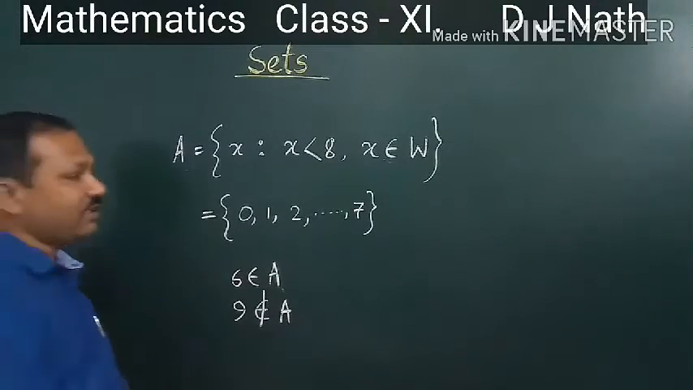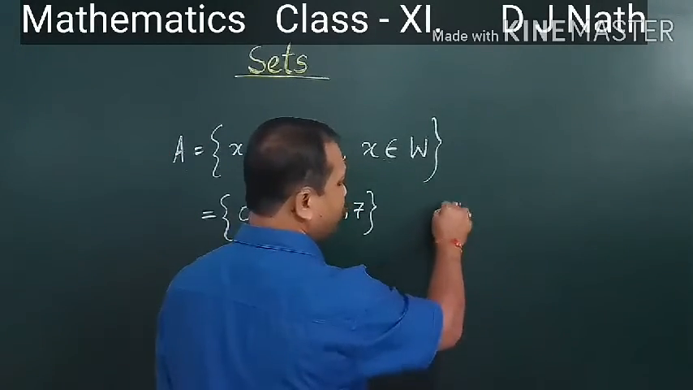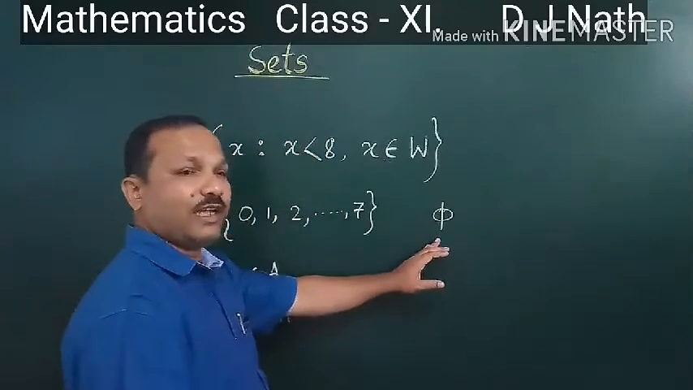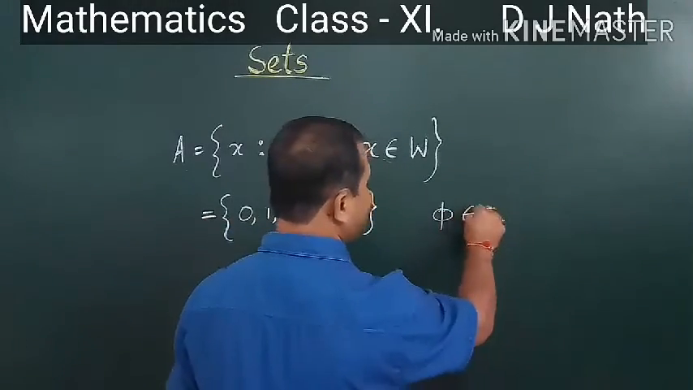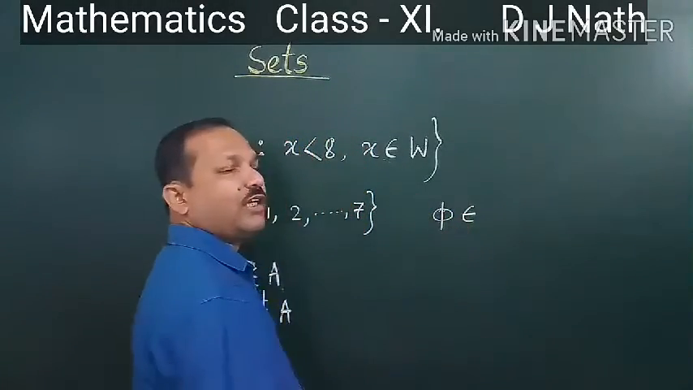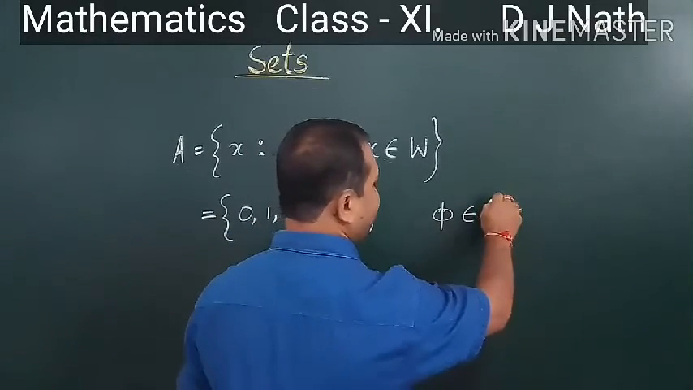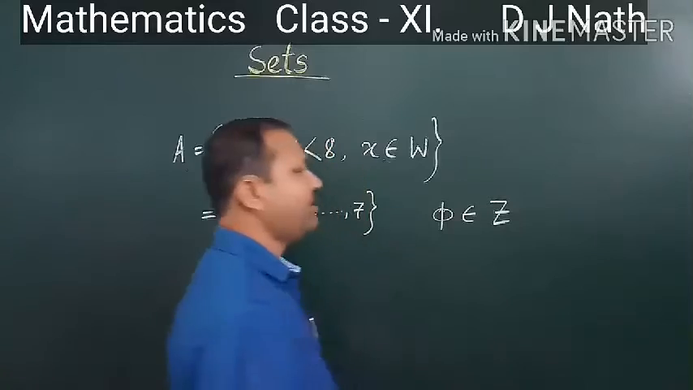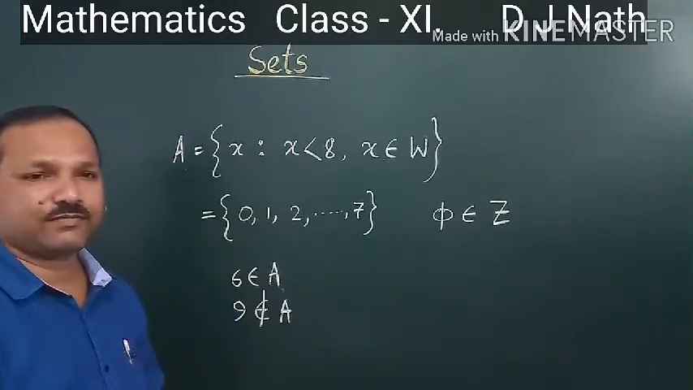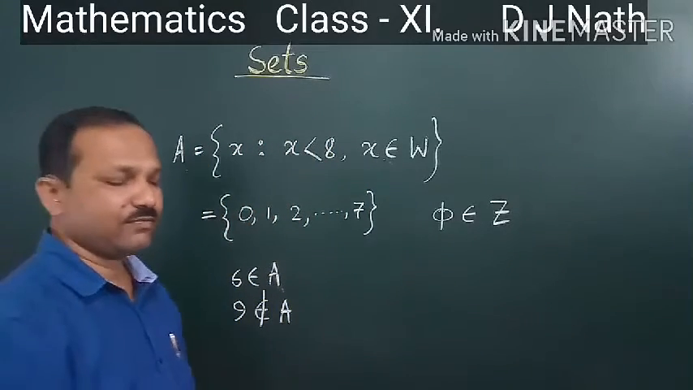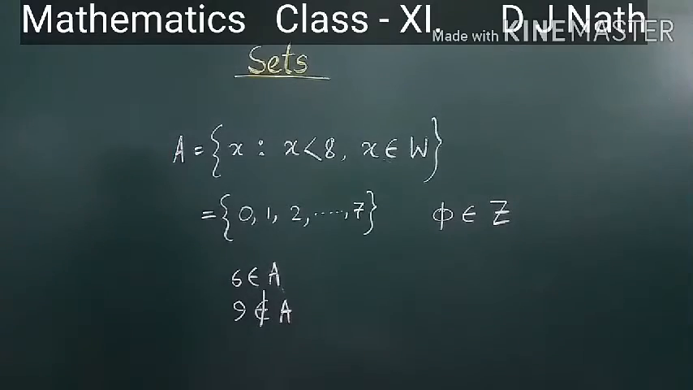But remember, phi belongs to... phi means what? Null set. Phi belongs to every set. Any set, whatever you write, say integers you are writing, it belongs to it. Alright? Except natural number.